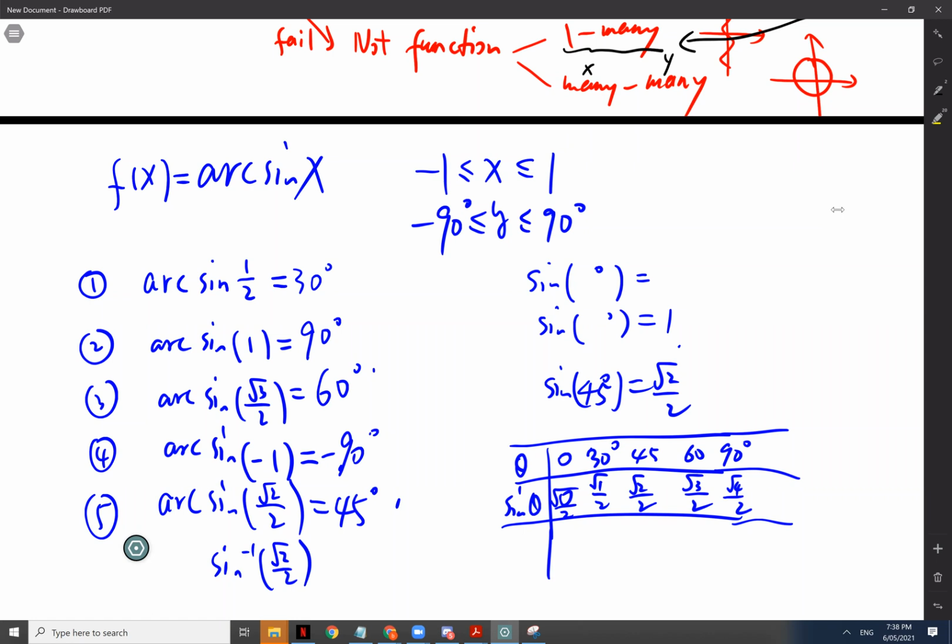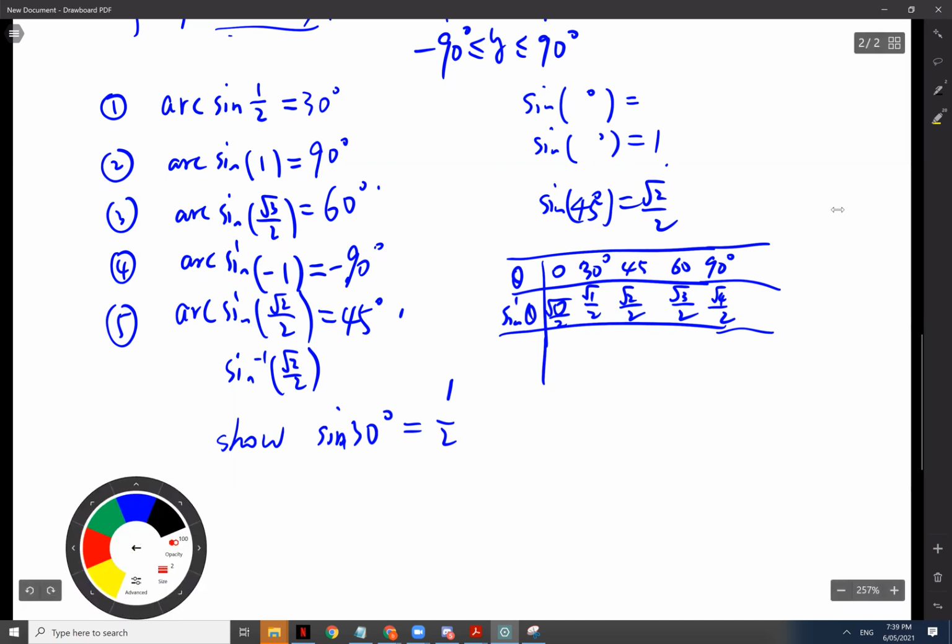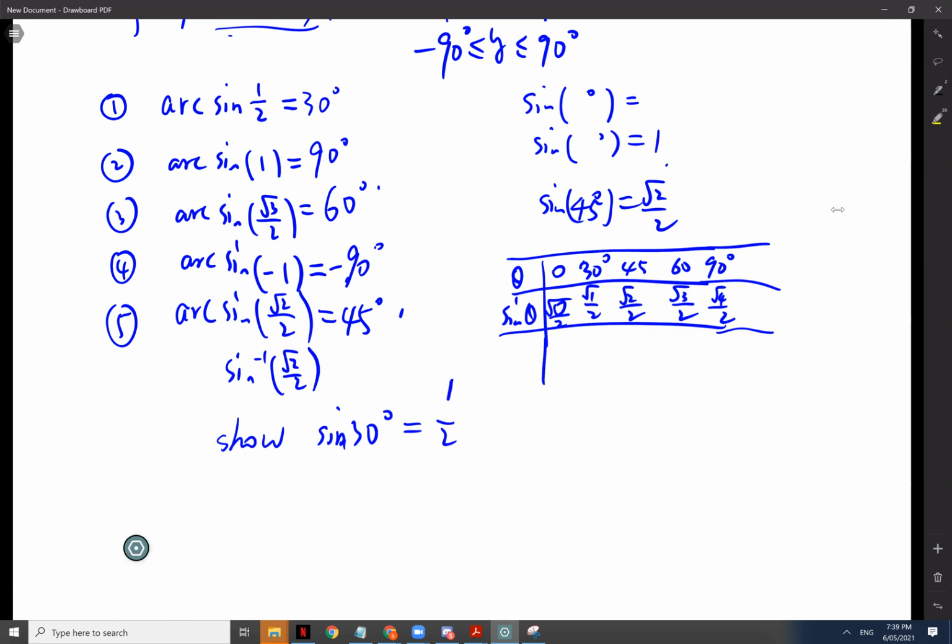Which means after you know some idea about arc, we need to double check exact values. Without calculator, how do you show sine 30 degrees gives you half? How do you show that? Okay, I'll check other guys. Michael or Mikio, how do you show sine 30 degrees? How?